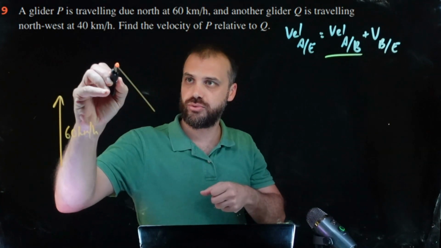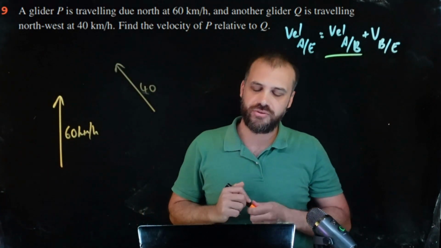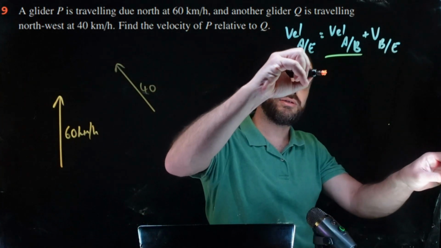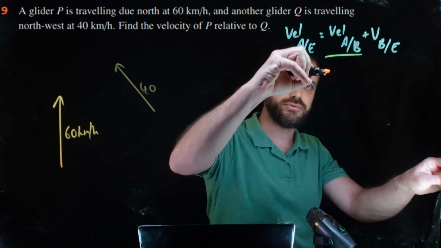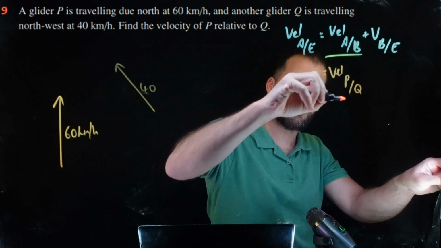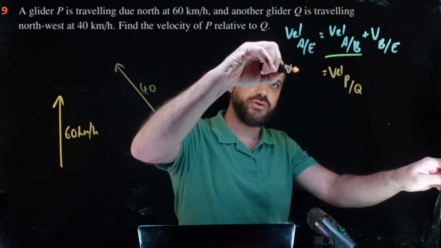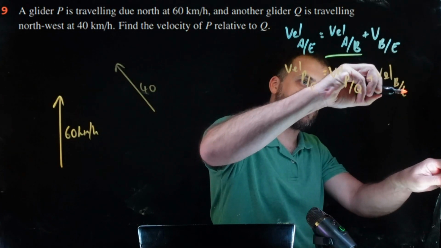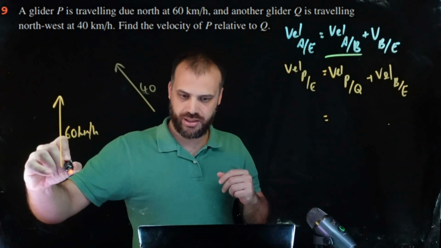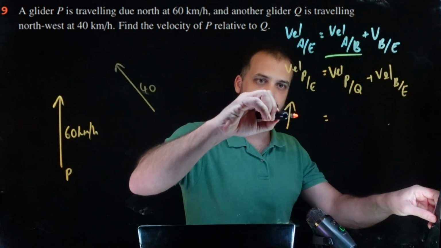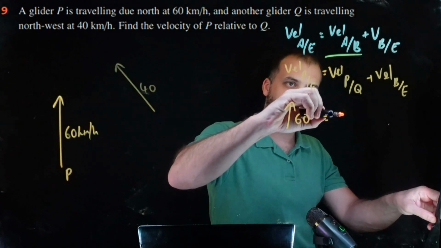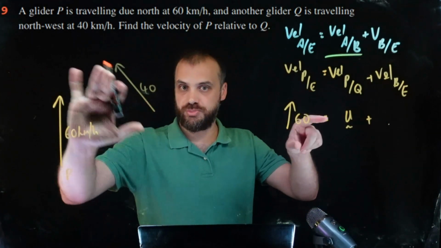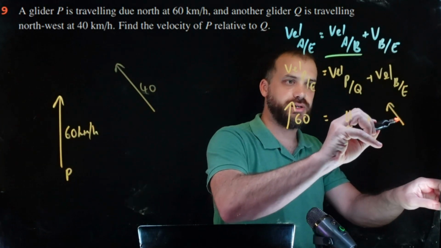Okay, it's traveling northwest at 40. Find the velocity of P relative to Q. All right, so again, we're trying to find the velocity of P relative to Q, given we know the velocity of P relative to the Earth and the velocity of Q relative to the Earth. So P, that was our first one here, is 60 straight up. P with respect to Q, we don't know. And the velocity of Q with respect to the Earth is 40 that way.